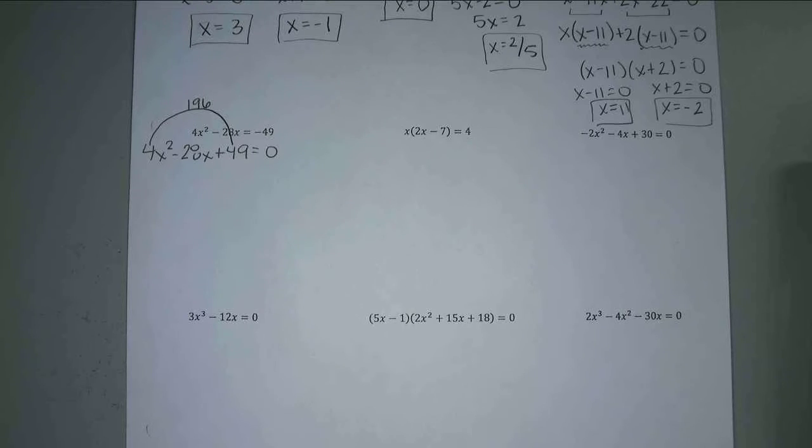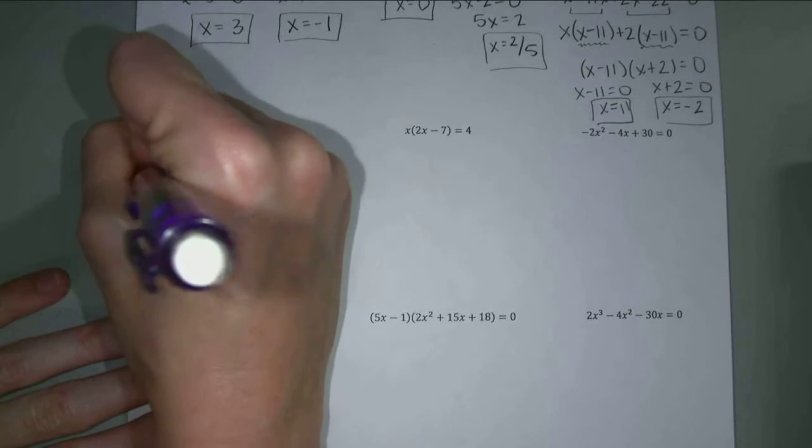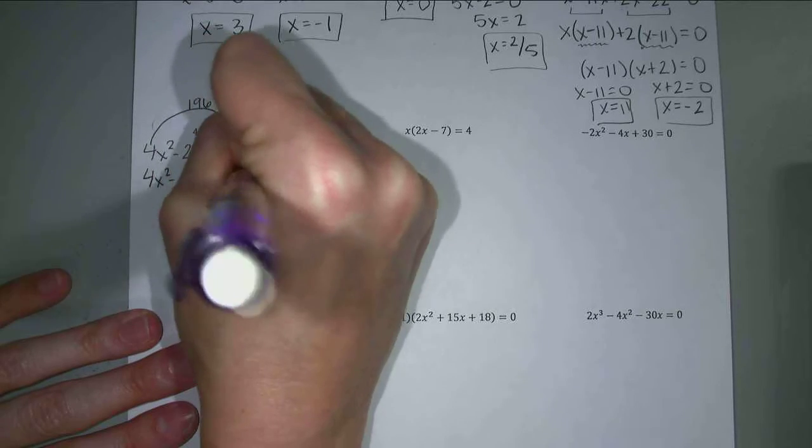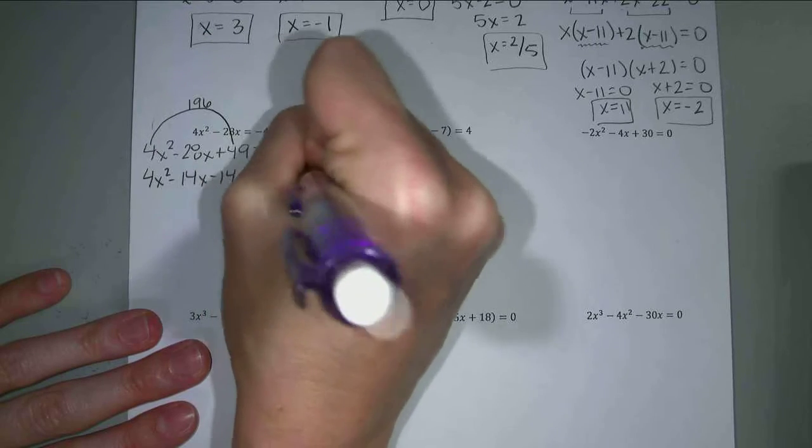How do I get a negative 28, though? What do I need to do to my 14s? Make them both negative, right? Because a negative 14 times a negative 14 is going to give you that positive 196, but the two negative 14s added together will give you the negative 28. So I'm going to write this as 4x squared minus 14x minus 14x plus 49 equals 0. And that's just a little trick.